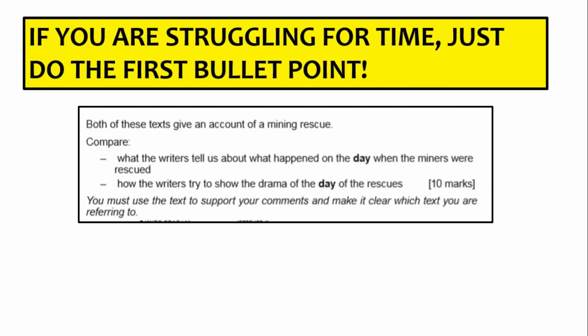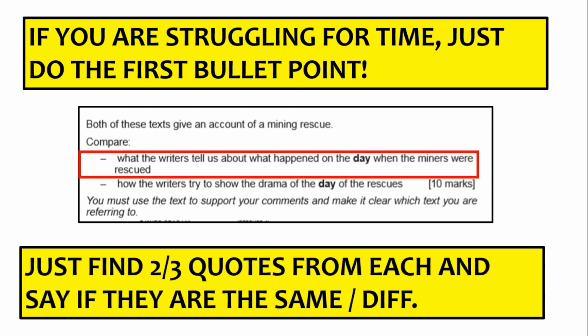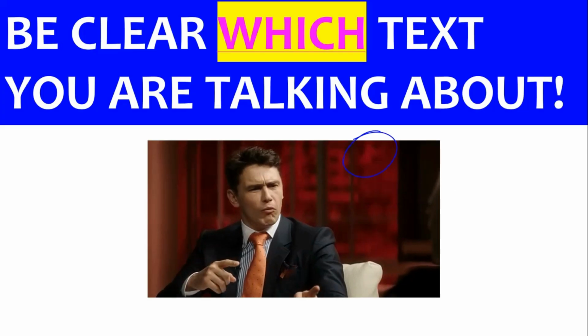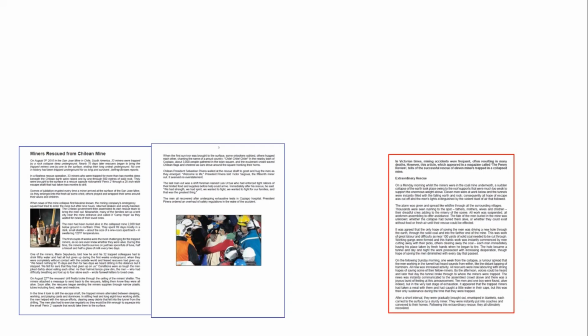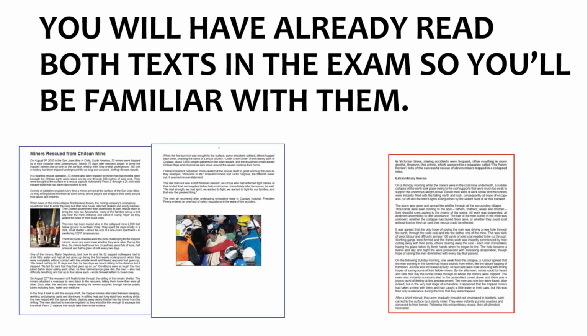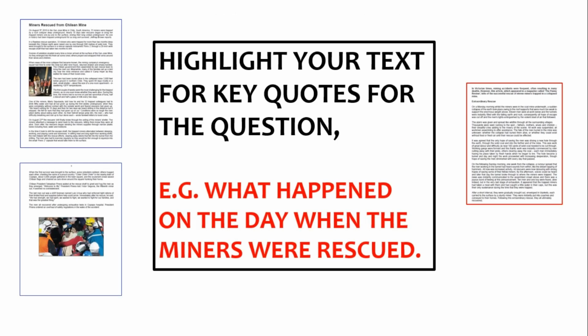Remember, on this question, if you're struggling for time, just do the first bullet point. Like I said earlier in the video, don't worry about the final E of the PEE. Just find things that happened on the day if you're struggling. Be clear which text you're talking about. If the examiner's confused, you get 0 marks. You will have already read both texts in the exam, so you'll be familiar with them and will just be skimming. Don't worry if you feel like you're repeating points you've already written in past questions. For example, in question 2 you may have written about something that happened on the day of the mine. Don't worry if you're repeating it for this question.